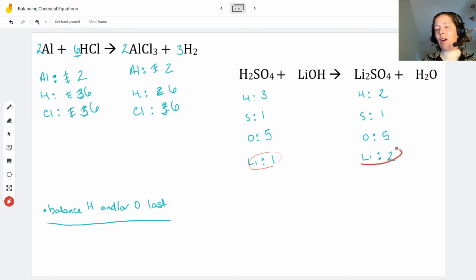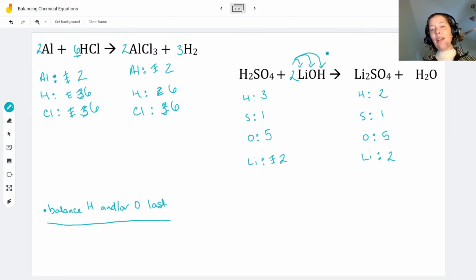So I'm actually going to work on my lithiums first. So I have 1 on my reactant side and 2 on my product side. So I'm going to put a 2 here in front of my lithium hydroxide. Okay, so this changes a couple of my atoms. First, it changes my lithium. I now have 2. But again, remember, this multiplies to all of the atoms in this molecule. So it applies to the oxygen and the hydrogen.